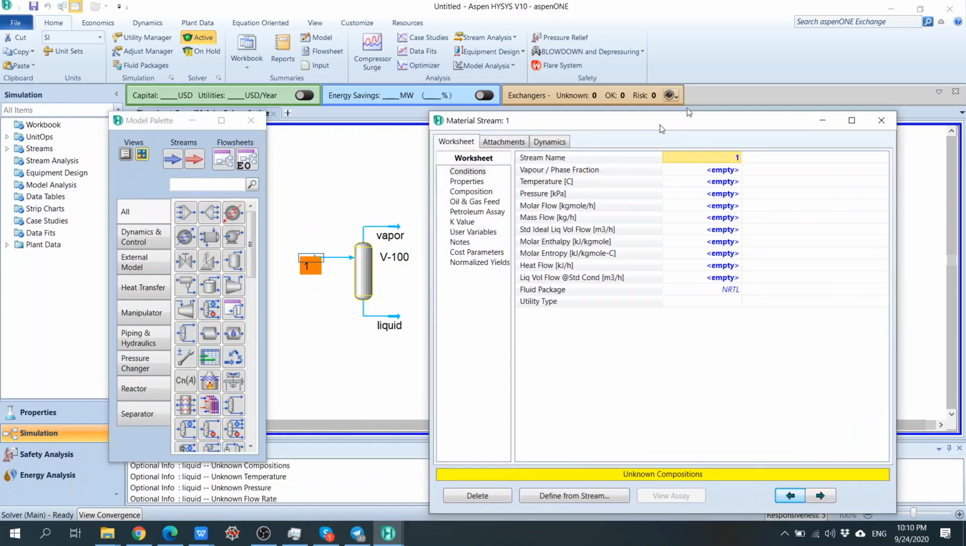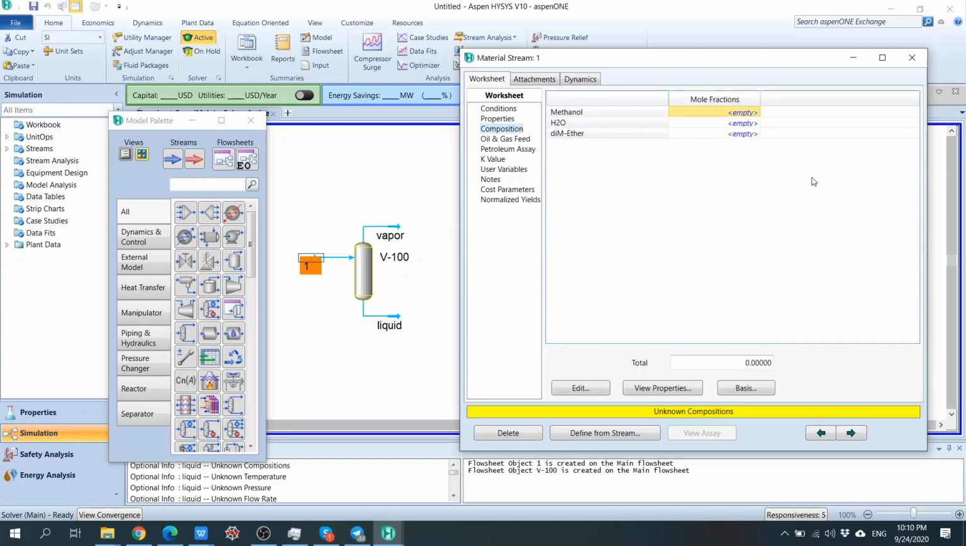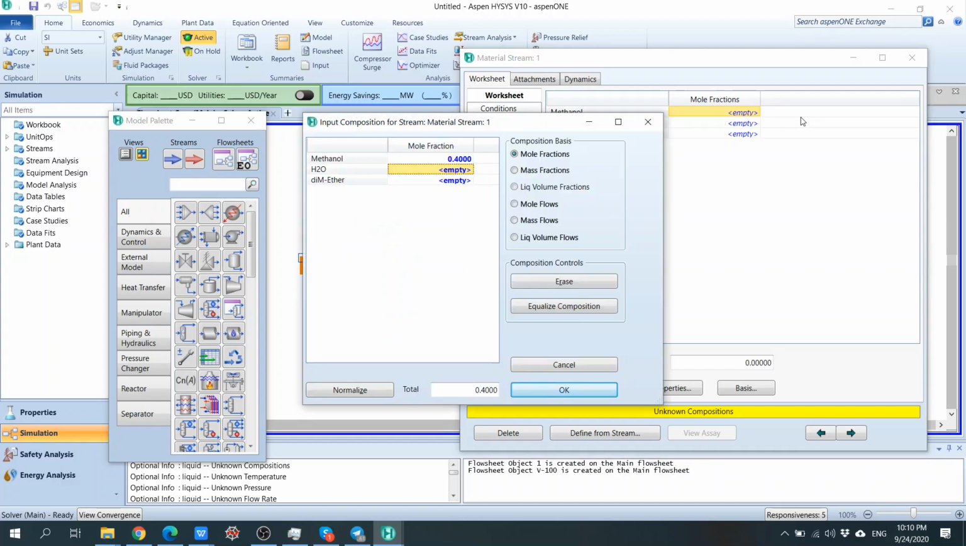So stream number one, we want to say, for example, these are the compositions. Maybe 0.4, and then this is 0.4, this is 0.2, for example, in mole fractions. You can change to mass fractions, mole flow, mass flow, whatever. As long as you know what to do, 0.4, 0.4, 0.2, you can just do whatever you want.